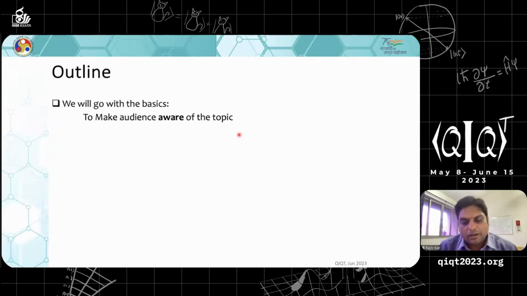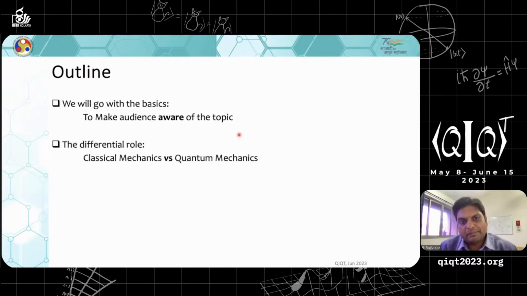So before going into depth of the presentation, this will be the outline. I'll first talk about the very basics, starting from scratch to make the audience aware of the topic. Then we will talk about the differential role. In principle, we will be discussing classical mechanics and the difference of quantum mechanics. Herein we will discuss what kind of problems are possible to solve through classical mechanics, and in more precise form, why we need to use quantum mechanics in order to solve some complex problems.